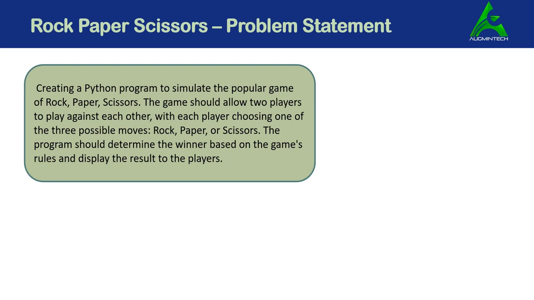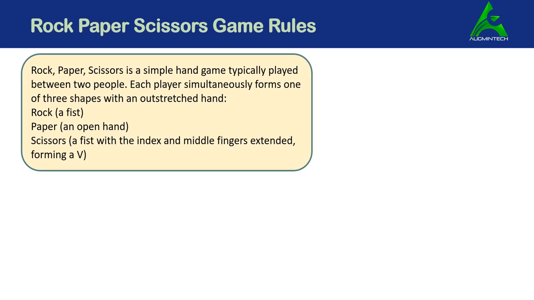Now let's have a look at the game rules for rock, paper, and scissors. So, rock, paper, scissors is a simple hand game typically played between two people. Each player simultaneously forms one of the three shapes with an outstretched hand. Rock is a fist, paper is an open hand, and scissors is a fist with index and middle fingers extended, forming a V.